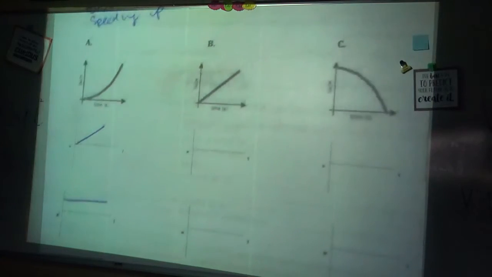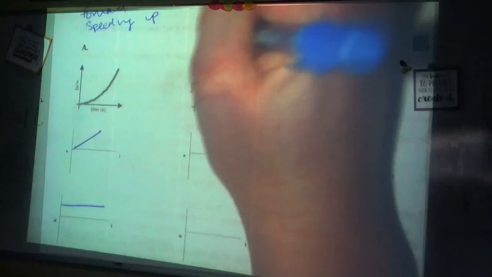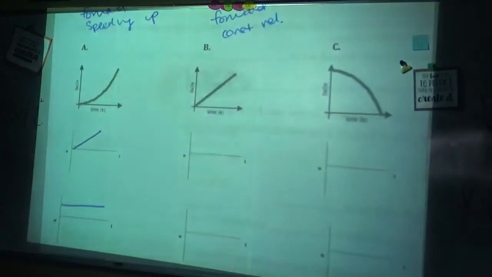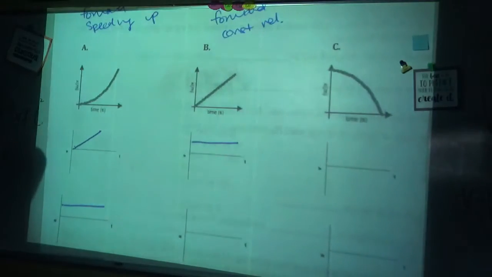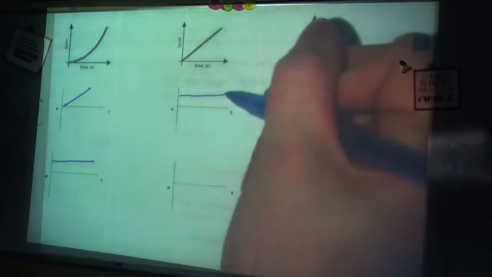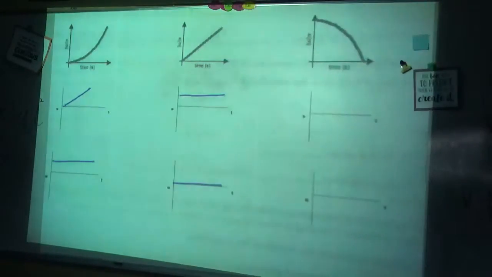Now for part B, this is going forward because it's going up, and it's straight, which means it's moving at a constant velocity. So forward is a positive velocity, constant means it's not changing, so that would be my velocity versus time graph. And if it's at a constant velocity, your acceleration is 0. So the acceleration graph has to be at 0.